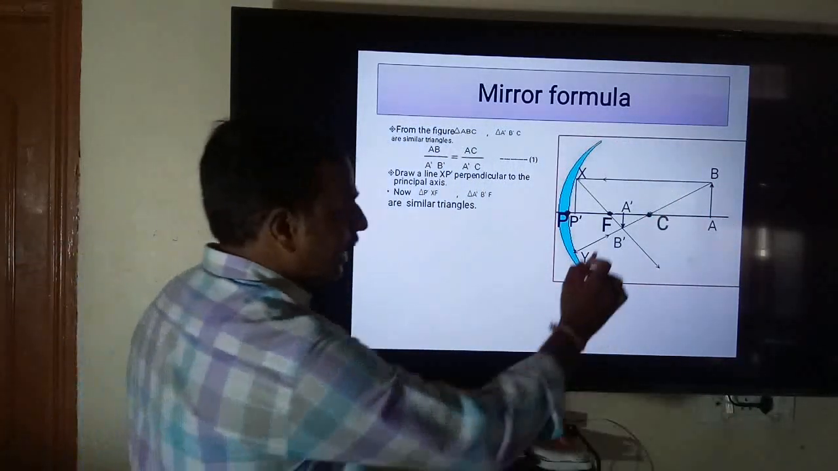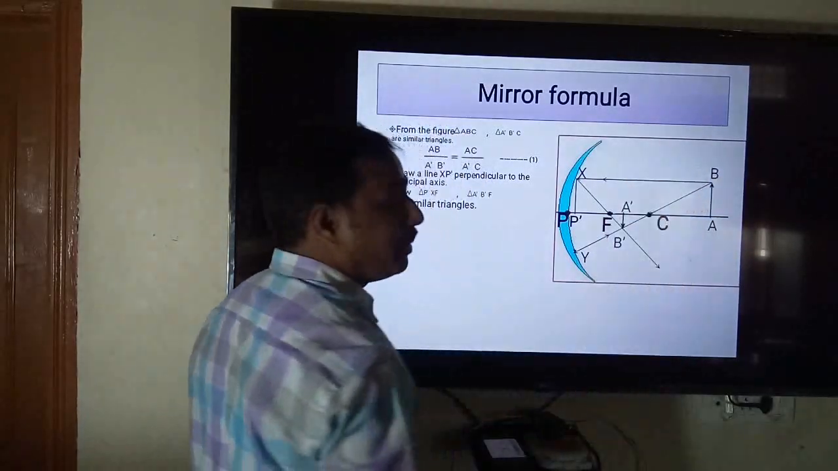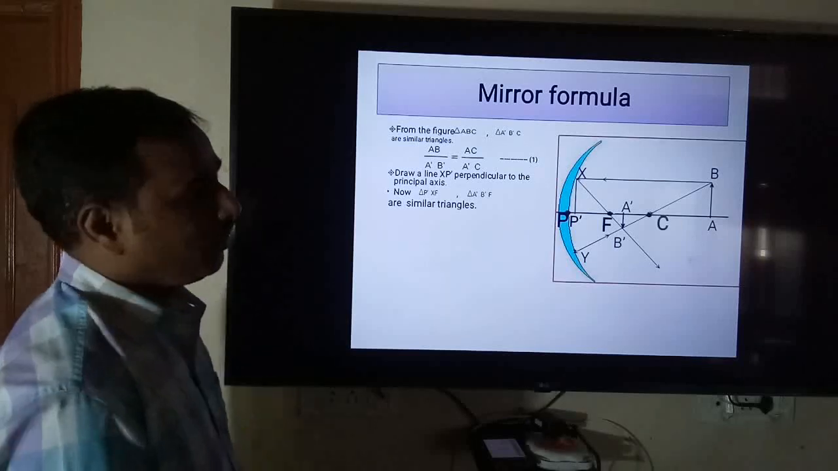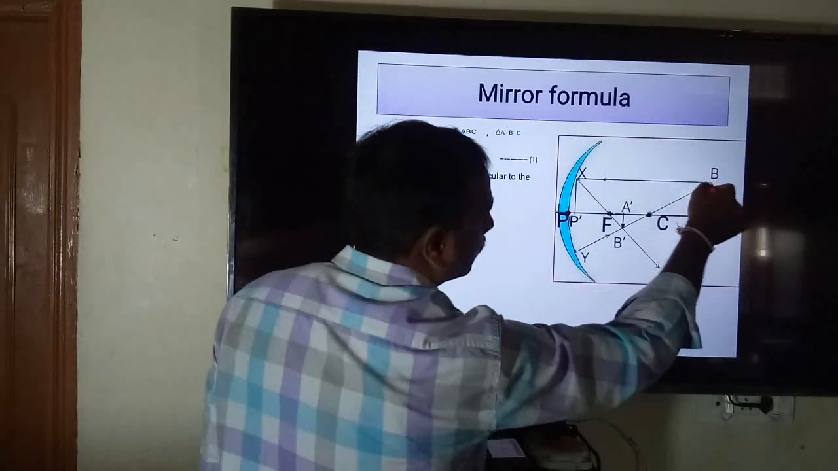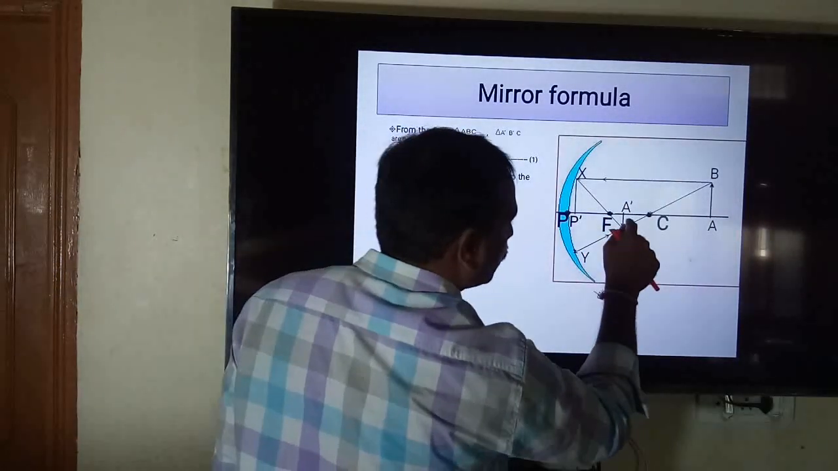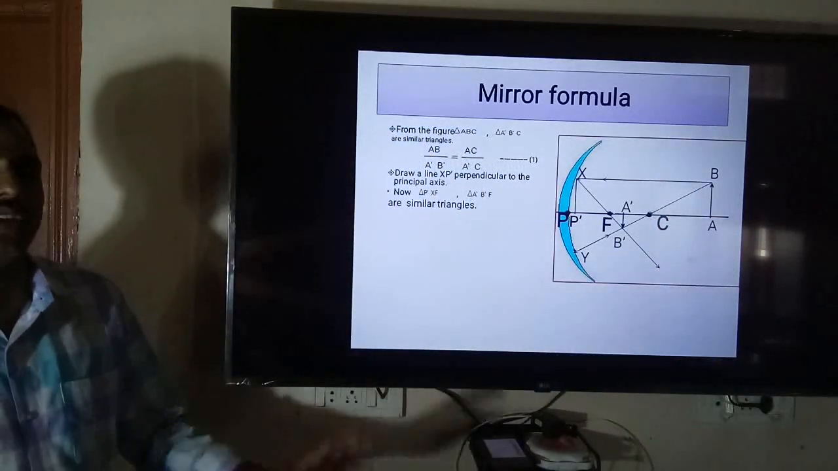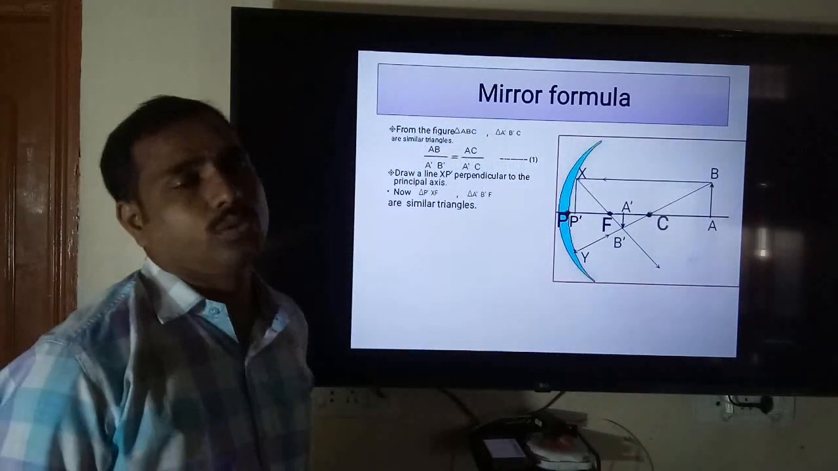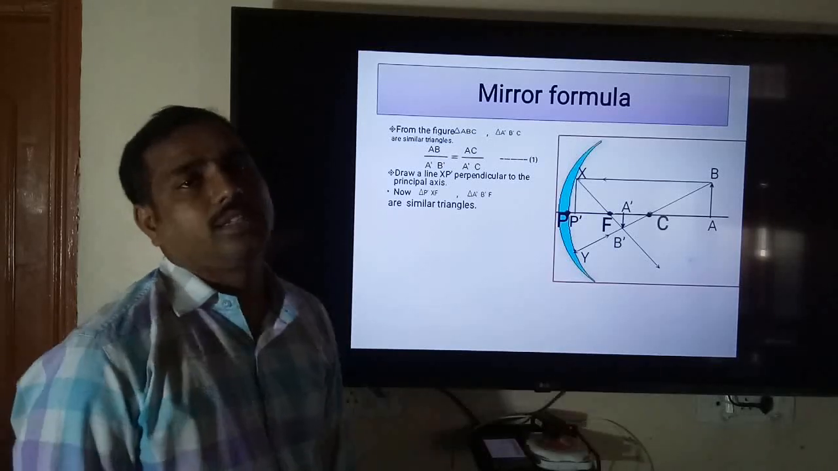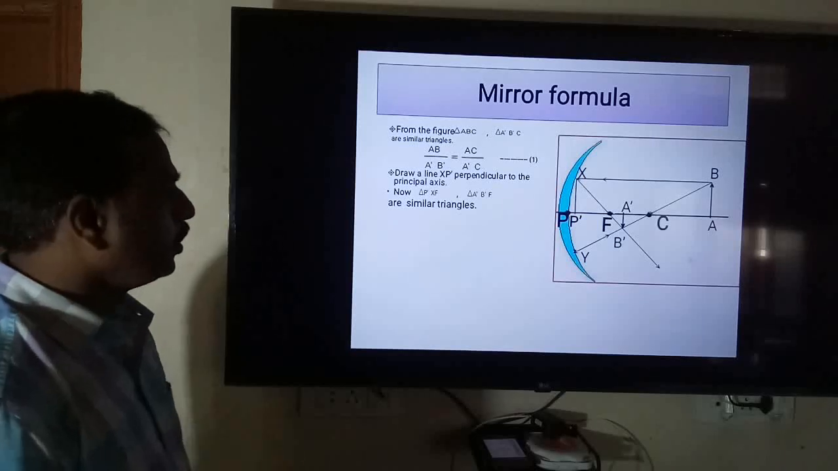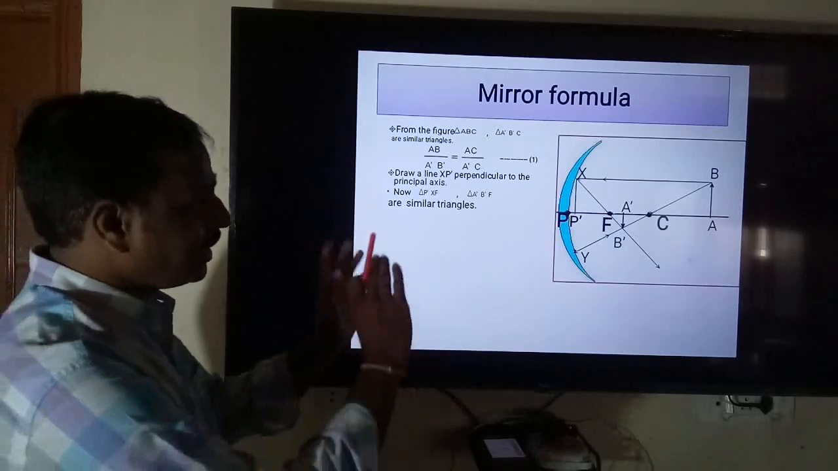Why? Because A'B' is parallel to AB and B'C is a transversal. So it makes different angles. From that we are taking two angles only. Those are interior opposite angles. That pair is also equal. We already learned this in the parallel lines class in the 9th class or in the 8th class. So based on that, these triangles are similar.